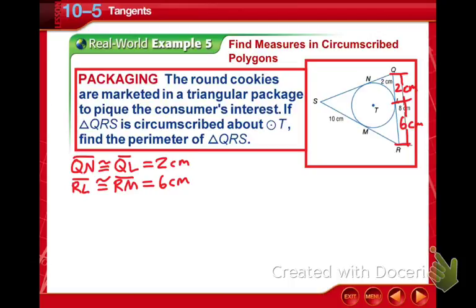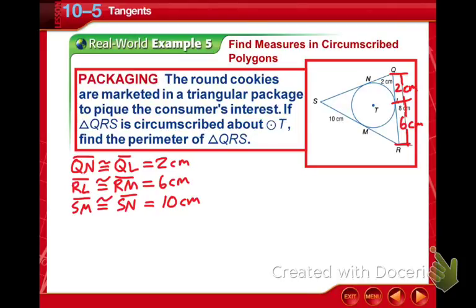And then our last two sides, or two portions of this, we have SM is congruent to SN, which is 10 centimeters. Okay, so now we have all these bits of this. We have 2 of each of these, okay?